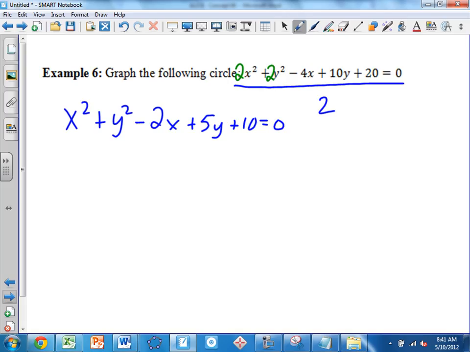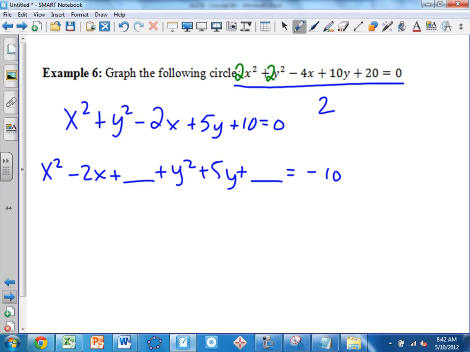Next, move the 10 over, while at the same time reorganizing my equation. Group your x's. Group your y's. Why am I grouping them in this order again? So you can get the last term, to remind myself that I've got to fill in those blanks.